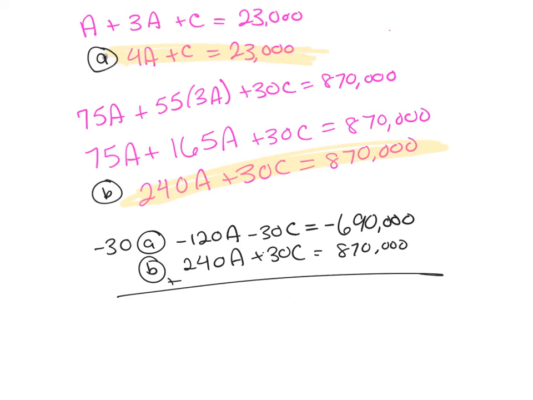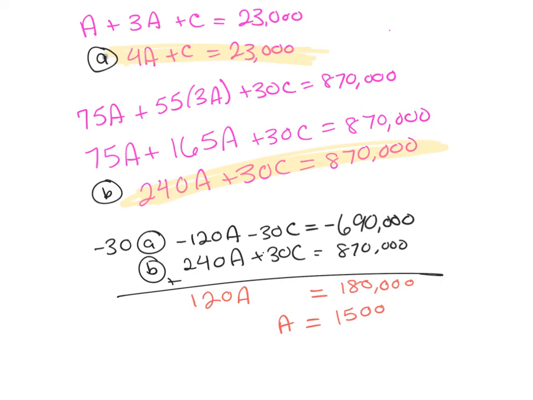We'll add those two equations together, and we get 120A, negative 30C plus 30C is 0, and negative 690,000 plus 870,000 is 180,000. Divide both sides by 120. A equals 1,500.